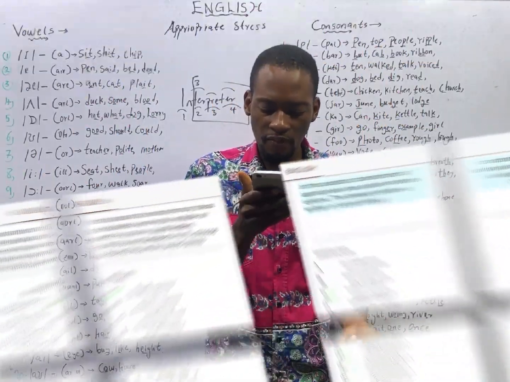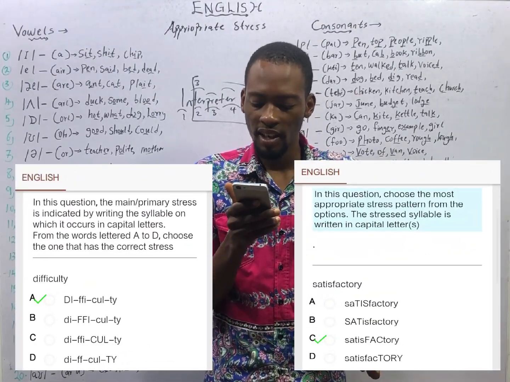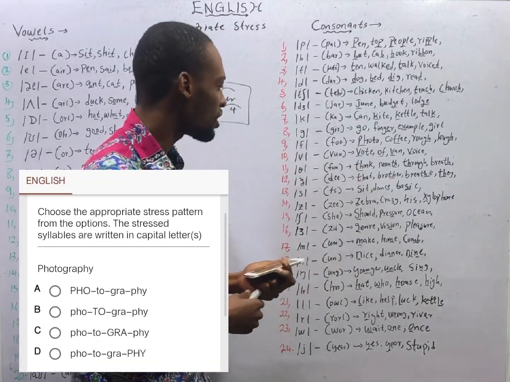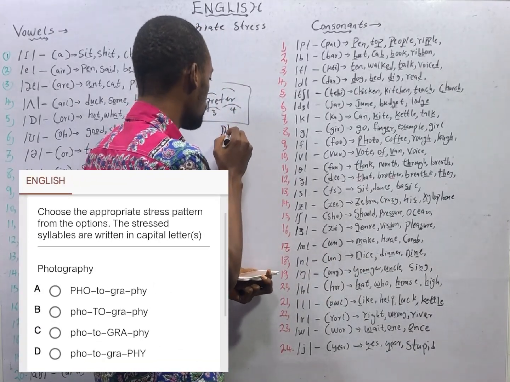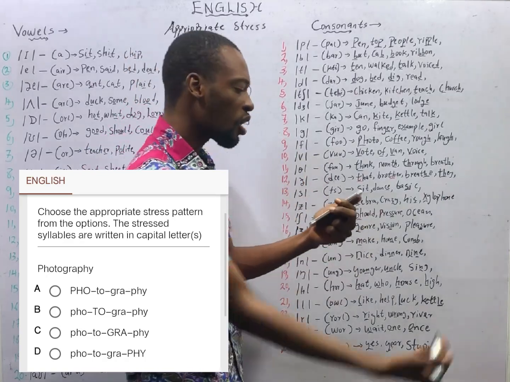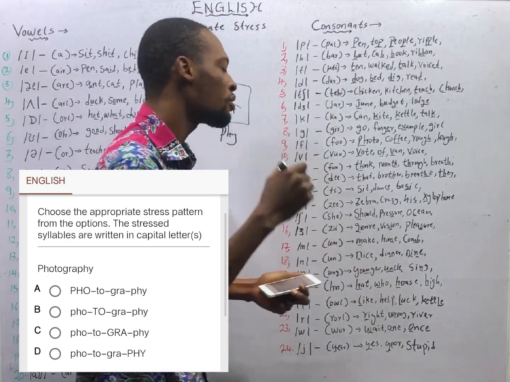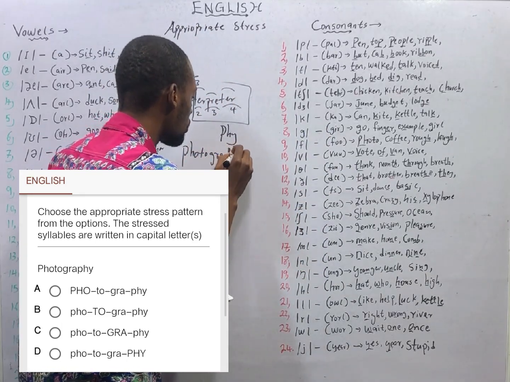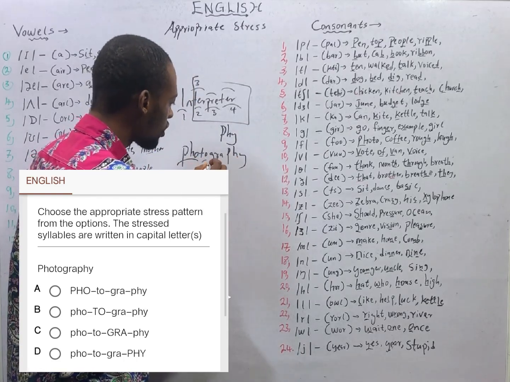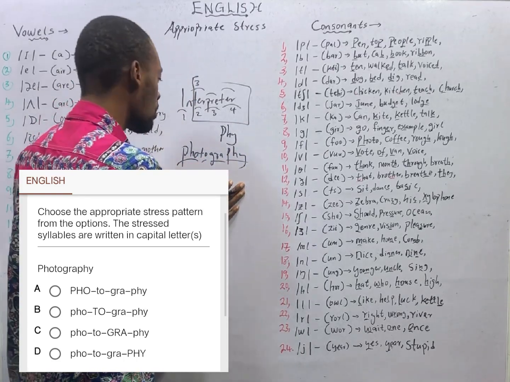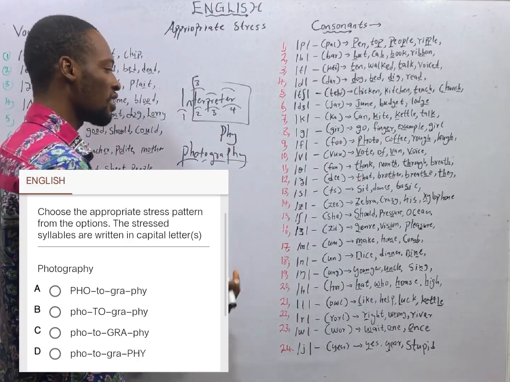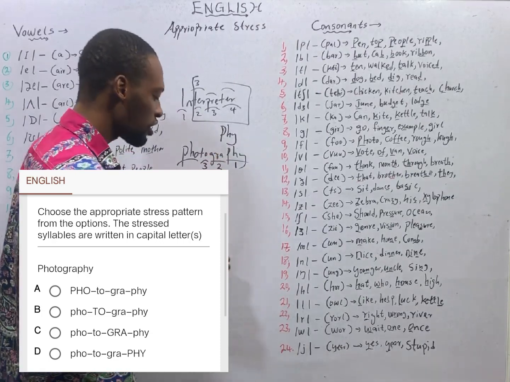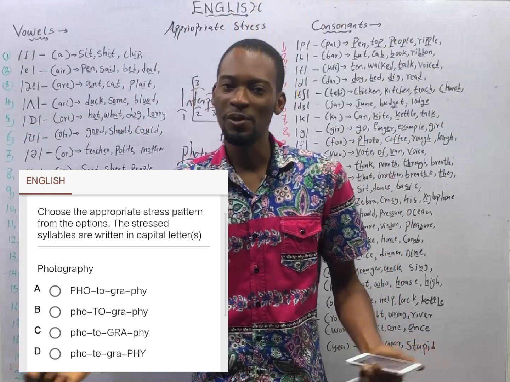And photography ends in phy. Phy follows the rule: when a word ends in phy, the stress will be on the third syllable from the end. Photography is a 4-syllable word. So it should be stressed on the third syllable from the end. Starting from the end, this is the first syllable, second syllable, and third syllable. So "to" is stressed. In the next episode, we shall continue.